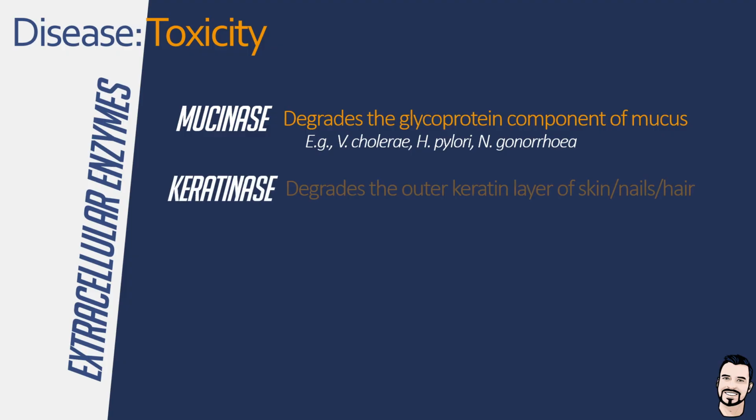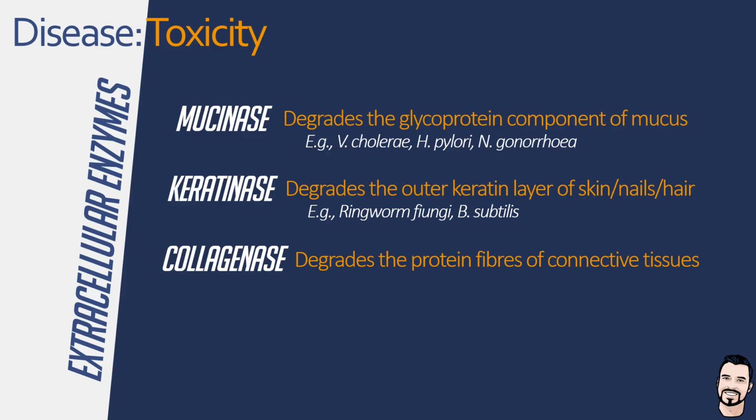Another important enzyme is keratinase, which breaks down keratin, the tough structural protein found in our skin, hair, and nails. And so this allows microorganisms such as ringworm-causing fungi and bacteria such as Bacillus subtilis to breach strong physical barriers in our skin. Then we have things like collagenase, which targets collagen, a major component of connective tissue, meaning pathogens can degrade collagen fibers and spread through tissues.